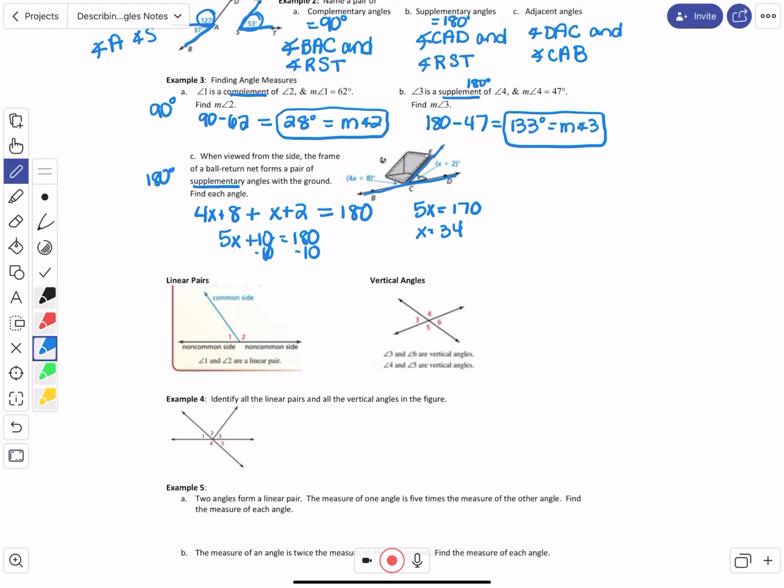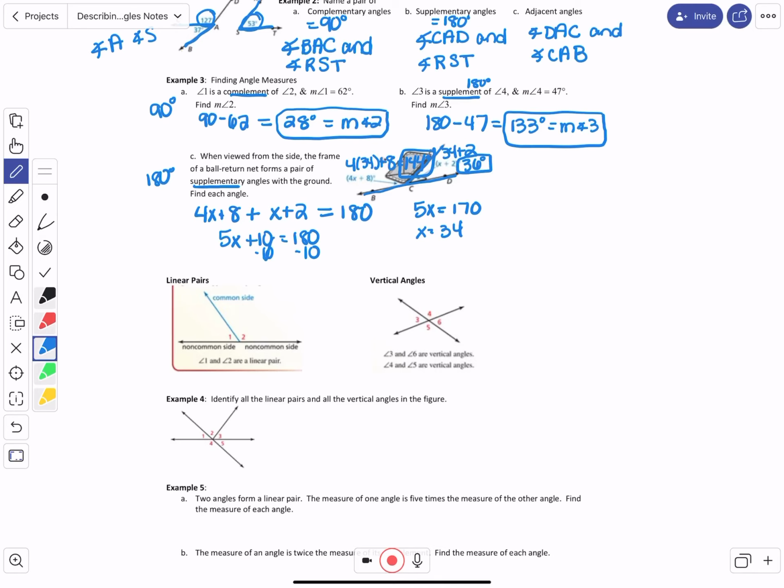And so now if I want to find what each angle is, I would plug in. So here I would do 4 times 34 plus 8. And over here I would do 34 plus 2 to get each angle. So this angle is going to be 36 degrees. And this angle, let's see, 4 times 34 plus 8, is going to be 144 degrees.